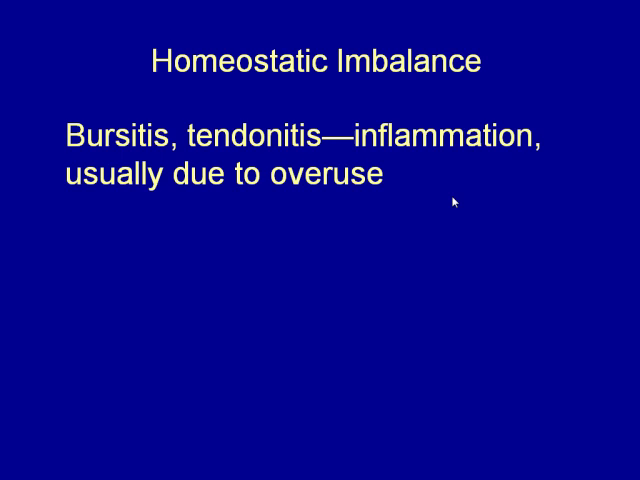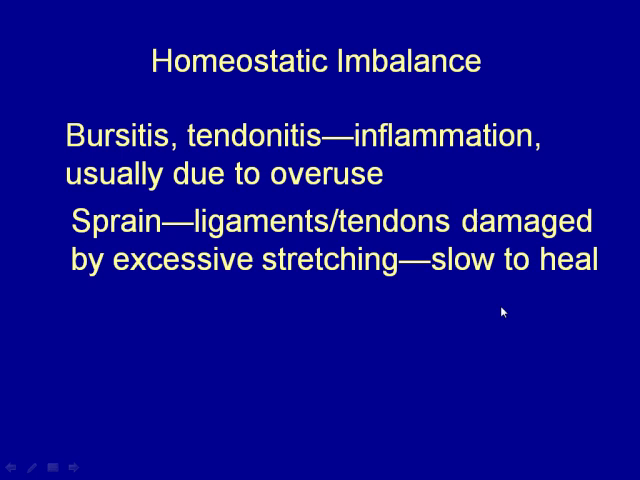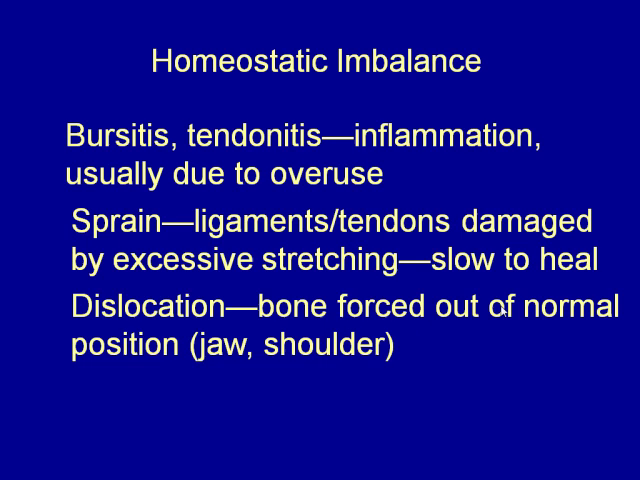In a sprain, the ligaments and the tendons that help surround the joint are damaged because they're excessively stretched. Because ligaments and tendons do not have a good blood supply, this kind of damage is very slow to heal. And a dislocation is when the bone is forced out of its normal position.